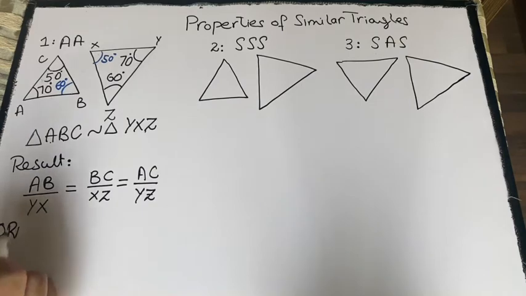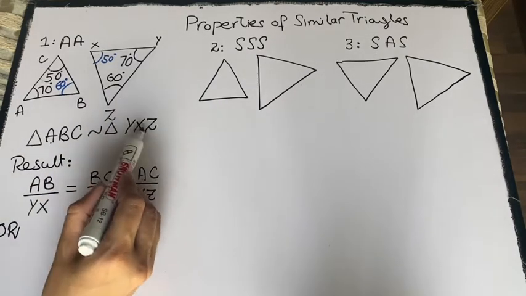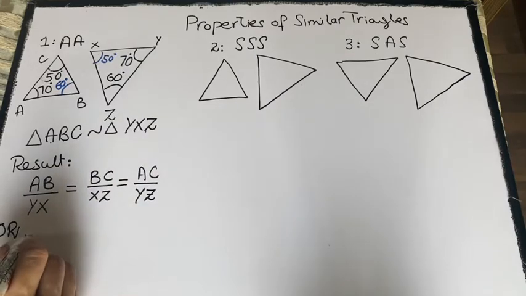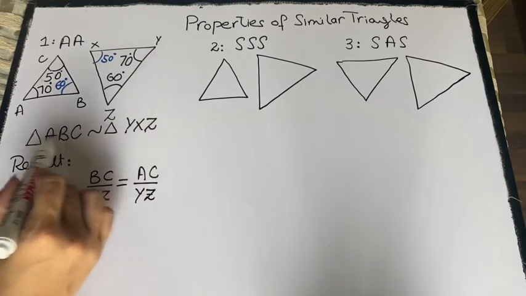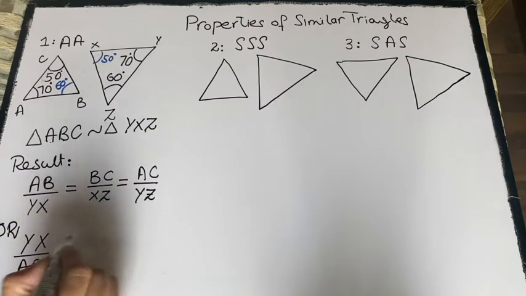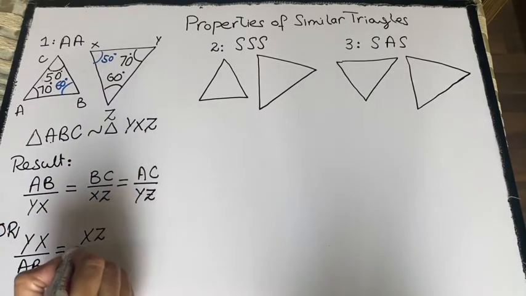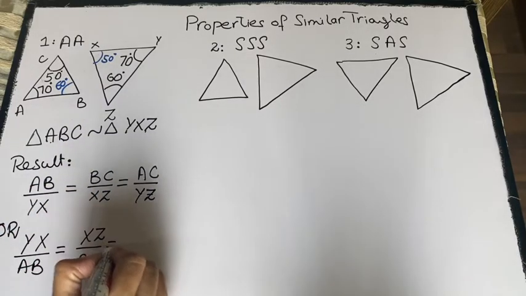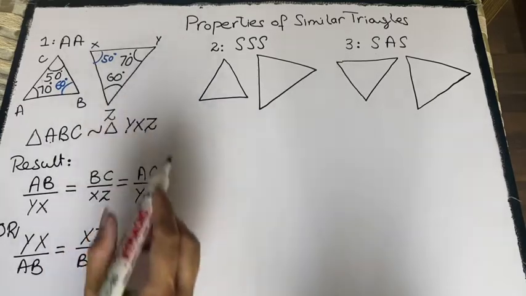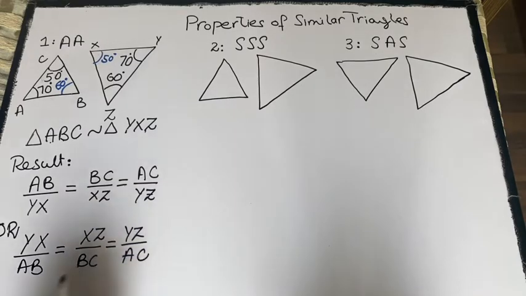Or you can write it like this. If you want to put the sides of this triangle in the numerator, you can write it this way: YX over AB is equal to XZ over BC is equal to YZ over AC. This is the result that you get by proving that these two triangles are similar.